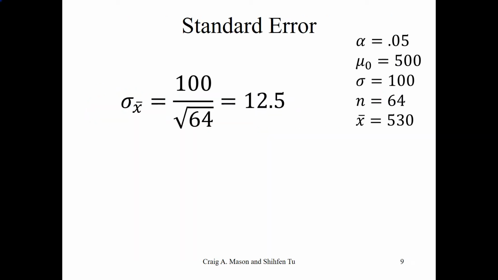Our standard error of the mean stays exactly the same. It's still 12.5 because our sample size is still 64. How spread out the expected means would be is not impacted at all by whether we're looking at a one- or two-tailed hypothesis.